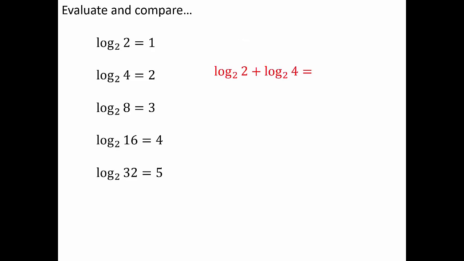Consider this question right here, log base 2 of 2 plus log base 2 of 4. Take a moment, evaluate this expression. Log base 2 of 2 is 1, plus log base 2 of 4 is 2, and 1 plus 2 is, of course, 3. But if you think about this, 3 is really log base 2 of 8. So what we could have said is log base 2 of 2 plus log base 2 of 4 is actually log base 2 of 8.